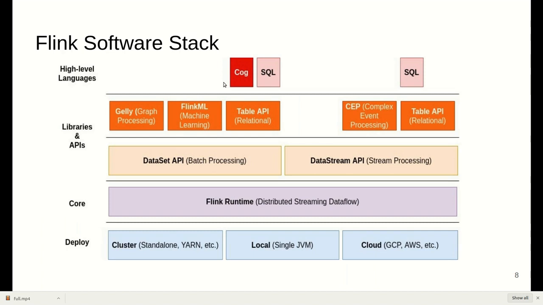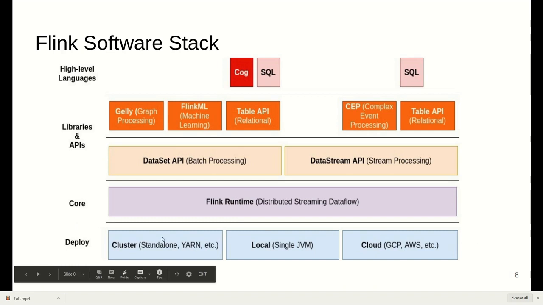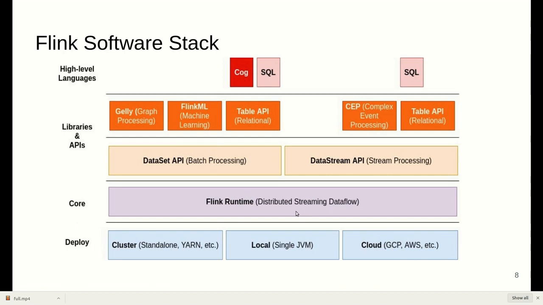Now we will have a look at Flink's software stack. At the bottom we have the infrastructures where Flink can be deployed, and the core of Apache Flink is the Flink runtime, which is responsible for the execution of programs. It contains some low-level details, and on the top we have the dataset API and the data stream API for batch processing and stream processing respectively. Flink also provides Gelly, Flink ML and the table API for graph processing, machine learning and relational querying.